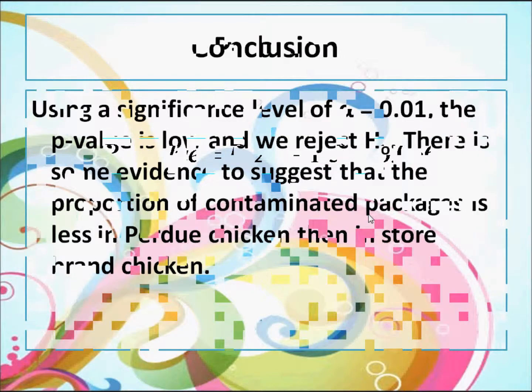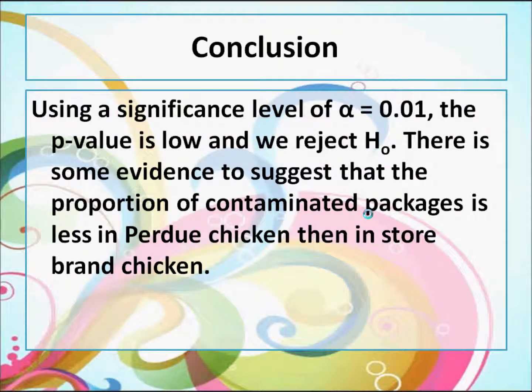Now I can write my conclusion. Using a significance level of alpha equals 0.01, the p-value is low and we reject H0. There is some evidence to suggest that the proportion of contaminated packages is less in Perdue chicken than in store brand chicken. Now here I used a significance level of alpha equals 0.01 because contaminated chicken is a very serious thing. So that's why I use such a low significance level.